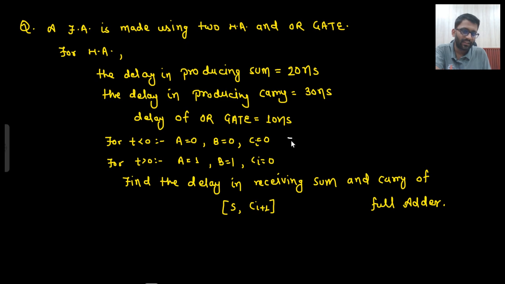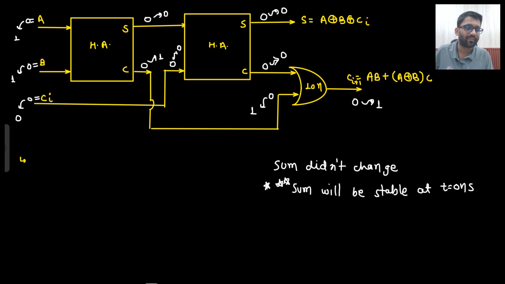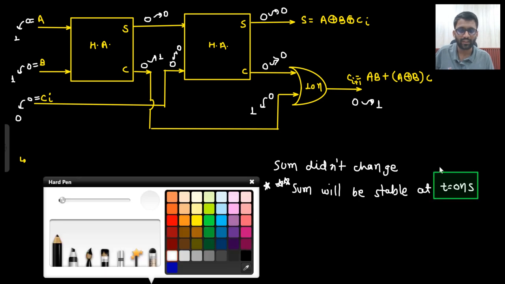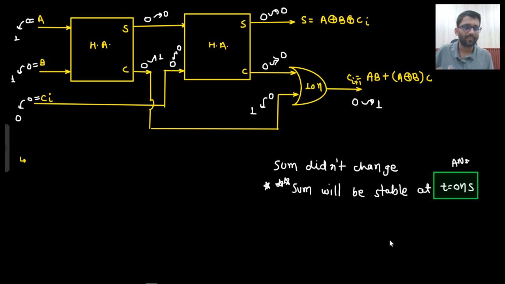Here also you can see, what was the sum? 0. What was the carry? 0. What is the sum here? 1 plus 1, sum is 0, but carry is 1. So sum did not change, and if sum is not changing, it will take 0 nanosecond time. So this is the answer for the sum, 0 nanosecond time. This is the answer. What about carry now? So this carry is changing, so that we have to analyze now.